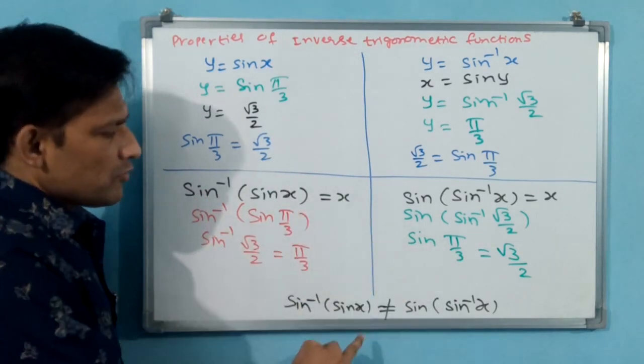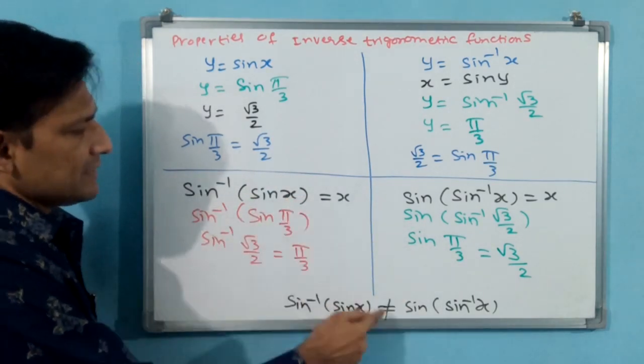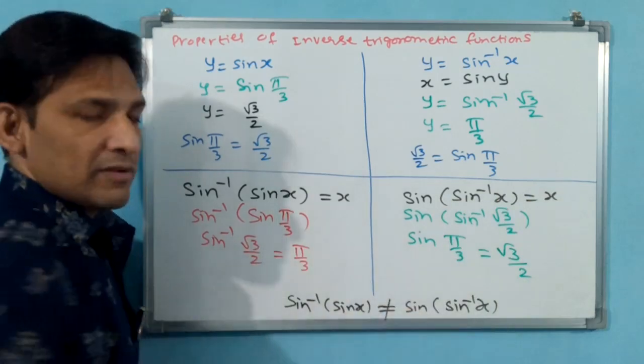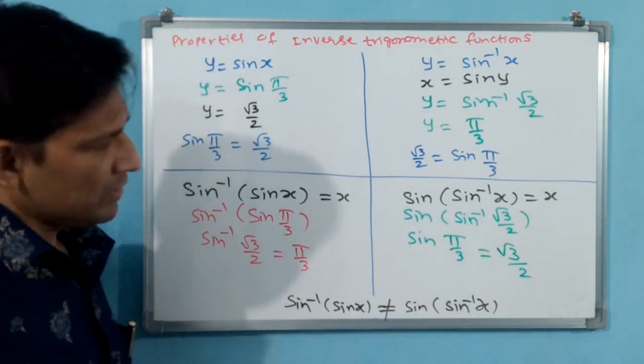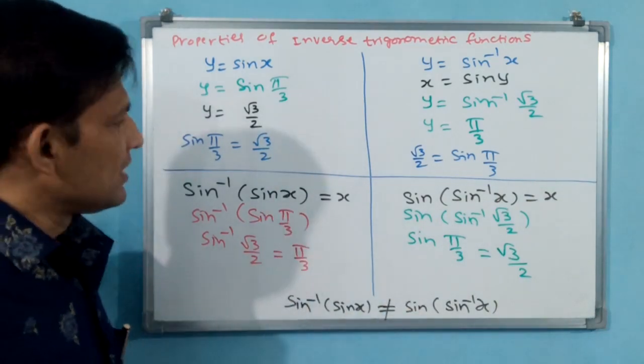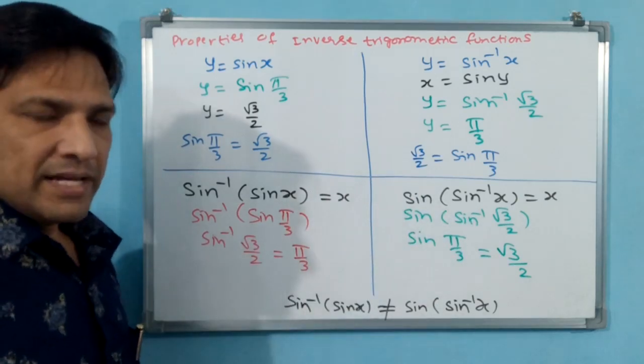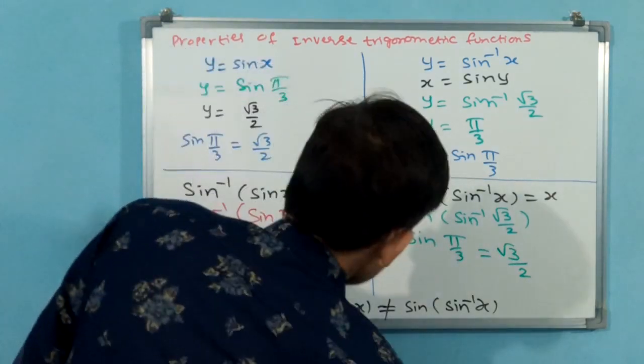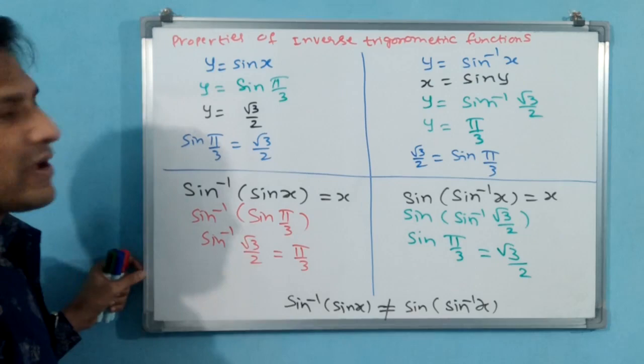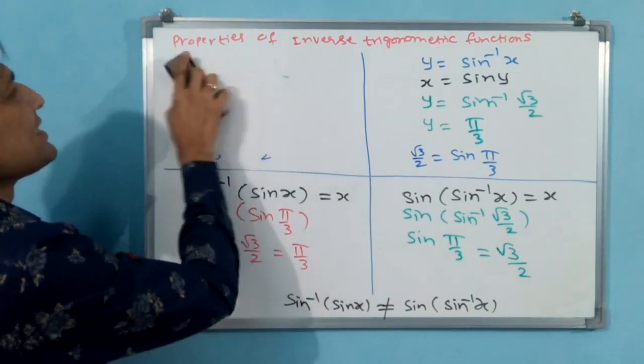Why? Because both are not going to become equal. Sin inverse of sin x is not equal to sin of sin inverse x. That you have to keep in our mind. Okay. These are all we understand. But what is x? Is there any control on x? Yes, definitely control is there. When are these going to become valid? Okay, I am writing here.